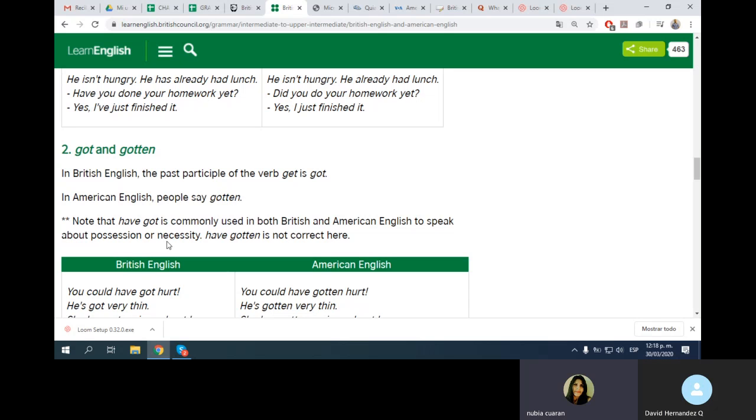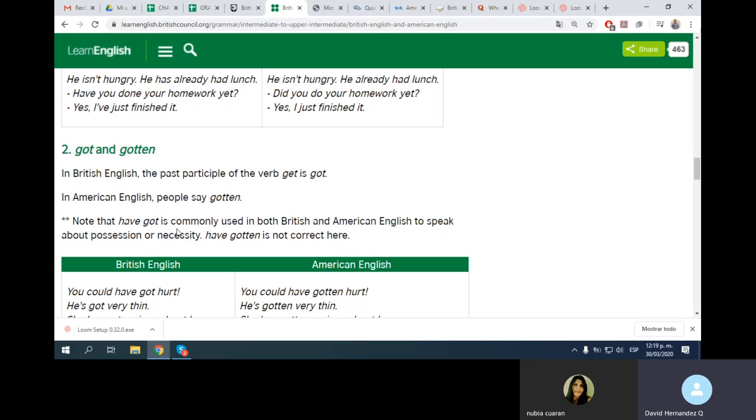We have to note that have got is commonly used in both British and American English to speak about possession or necessity. Esta la vamos a ver mucho y normalmente la he visto más en británico, lo del have got, para decir que alguien tiene. Uno dice, she has got a nice friend. Ella tiene una amiga muy bacana. She has got a good friend or a nice friend.